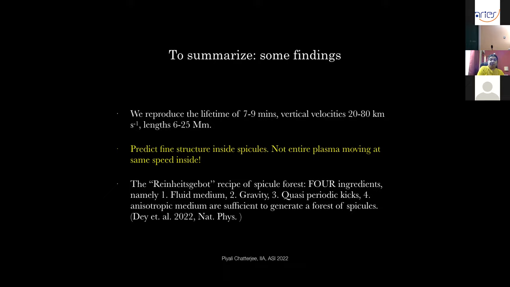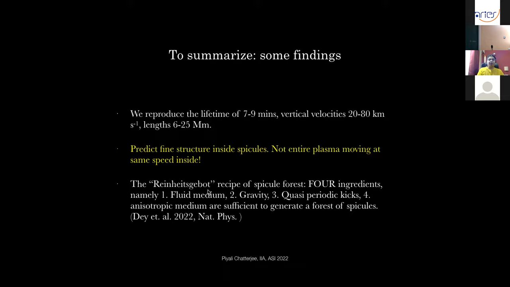And here, without actually demonstrating this, I would refer you to our paper, which I have not presented here. The first author is also Shohil De. And in this paper, we basically propose the Reinhardt-Gibbott recipe for the spicule forest, which is basically that you need 4 main ingredients to assemble a forest of jets. Suppose you have a fluid medium and you have gravity, you have quasi-periodic kicks, and you have an anisotropic medium, a medium which has directionality, for example, by magnetic field.